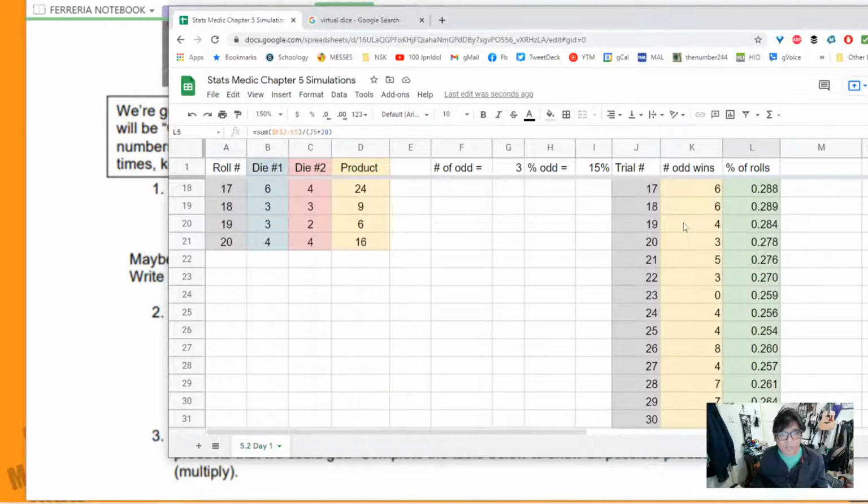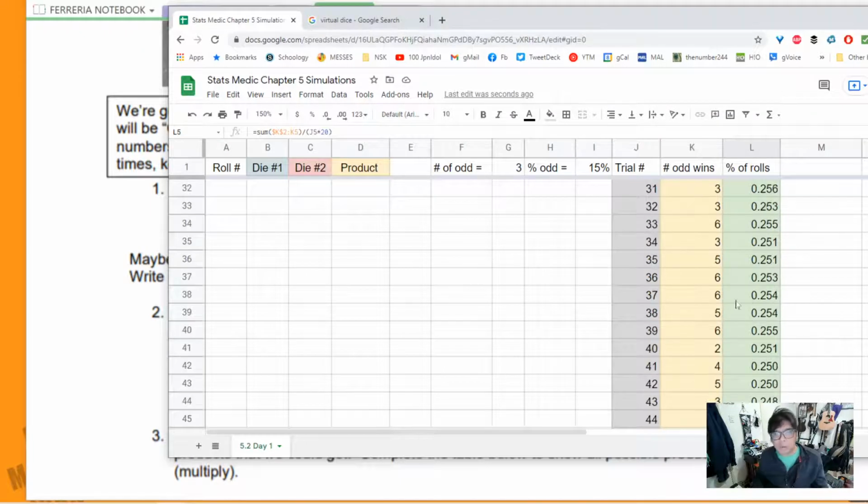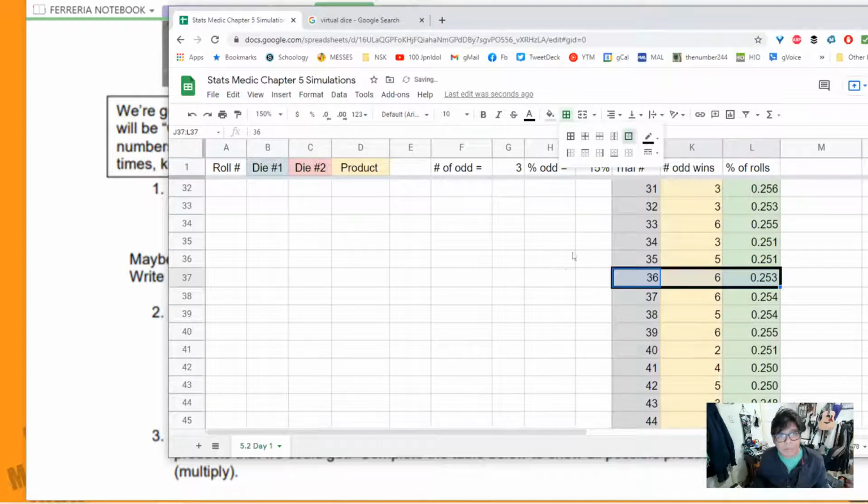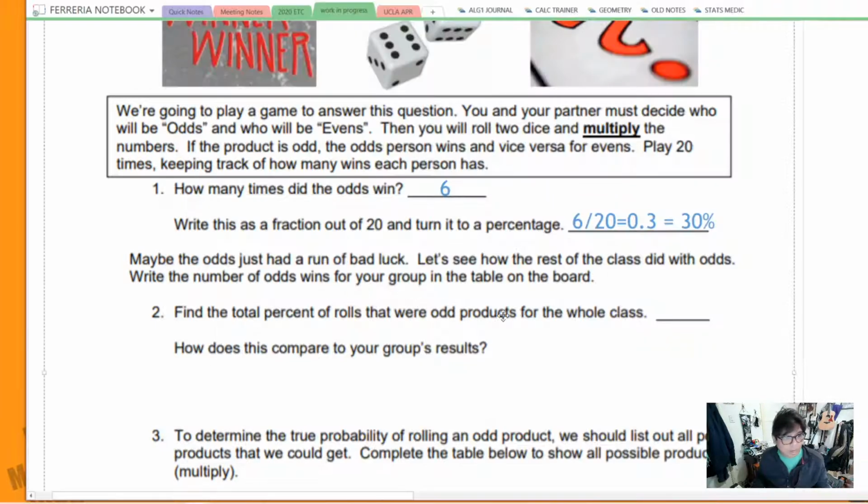So once we got to, let's say, a good class size, like 36, how many odd wins do we have? We have about 25.3 times the odds won. So that's going to be for our class. Let's outline that. Yep, 25.3. So how many for the whole class? Well, for my virtual class, we got 25.3% odd wins.